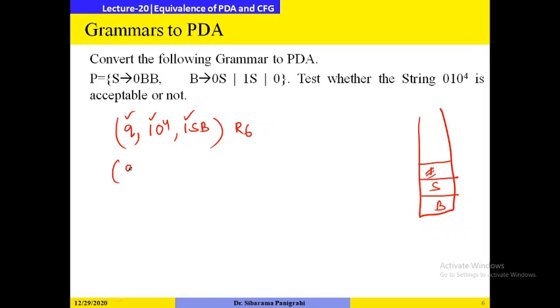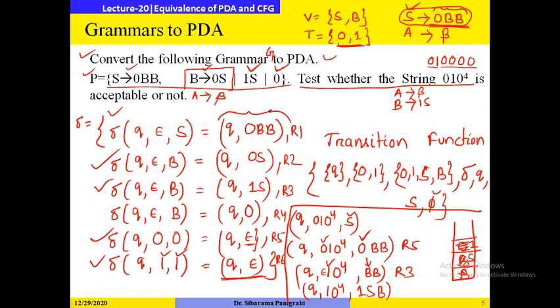Now what do we have? Q, 0 to the power 4, SB, because we have erased this 1 from the top of the stack and consumed this 1 from the input string. Now we have 4 zeros, so this is equivalent to Q, 0, 0, 0, 0, SB. Now we want a 0. Which production will we use? In order to get a 0, we can use rule number 1.